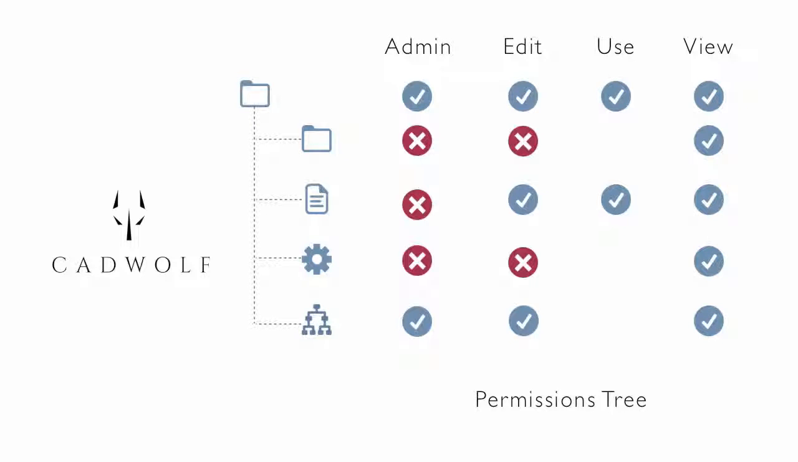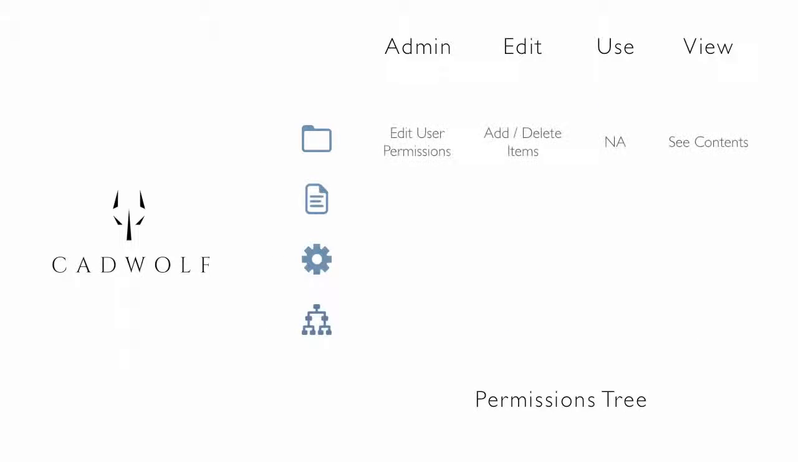In most cases, a user cannot have full permissions without having full permissions to every parent folder. This is not the case in CADWOLF. So what exactly does each permission give to the user?